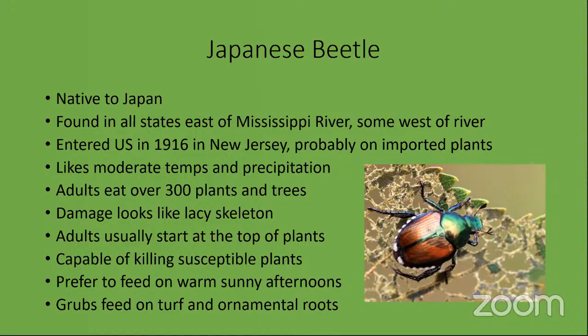They are found in all states east of the Mississippi, and they have now moved to some states west of the river. The first recorded incidence of them is in 1916 in New Jersey, and they probably came in on imported plants. Like so many of our invasive species, they hitchhike in by other means. We don't bring them in directly and spread them a lot of times. This beetle likes moderate temperatures and precipitation, so Wisconsin is an ideal place for it. Not too hot, not too cold, enough precipitation, not too dry.